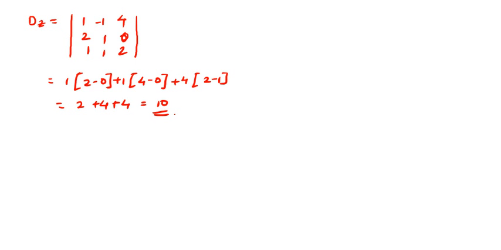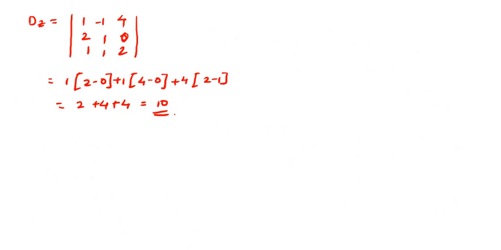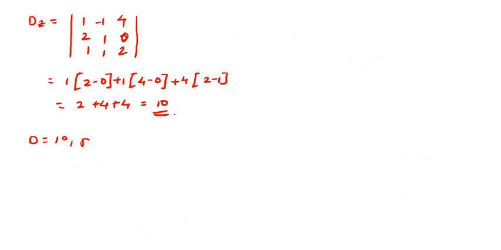So finally we have got all the values for D, Dx, Dy. So we got D equal to 10, Dx equal to 20, Dy equal to minus 10, and Dz equal to 10.